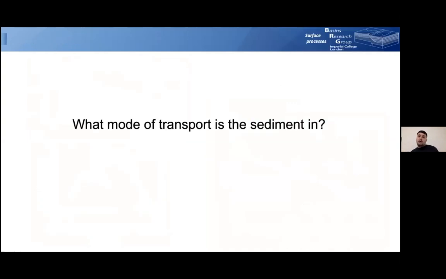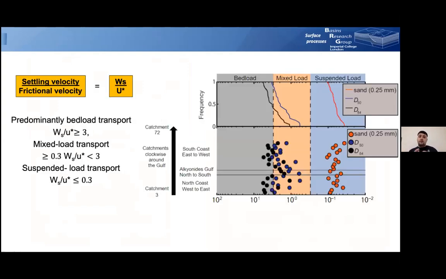Now, going into what is the actual mode of transport the sediment is in when it's exported from the Gulf. What I did was I looked at settling velocity divided by frictional velocity. I'm not going to go into the math of this, but it's quite simple, and it's got grain size and channel geometries plugged into it, so it's based on real data. In the lab, they discovered that if you get a value greater than 3, it's in bed load. If you get between 0.3 and 3, it's a mixed load, which is bed load and suspended. And finally, if you get less than 0.3, you're in the suspended regime.